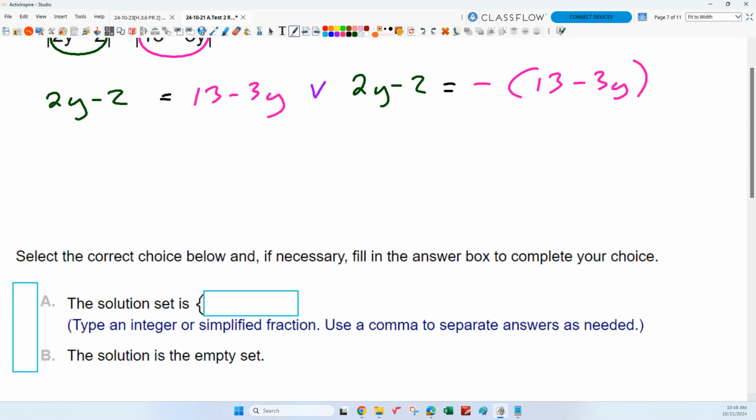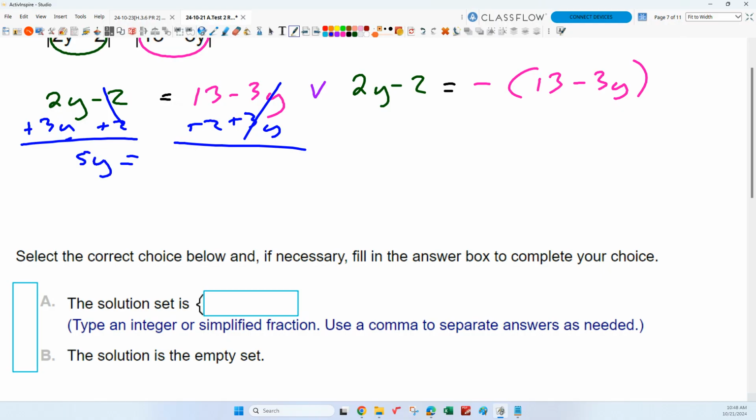So how would I solve the first one? Probably push the y's in which direction? To the left, yeah. So we'll add 3y. And if we're pushing the y's to the left, where are we pushing the numbers? To the right. Add 2 to both sides, and we get 5y equals 13 plus 2 is 15, so what's one solution? Y equals 3.